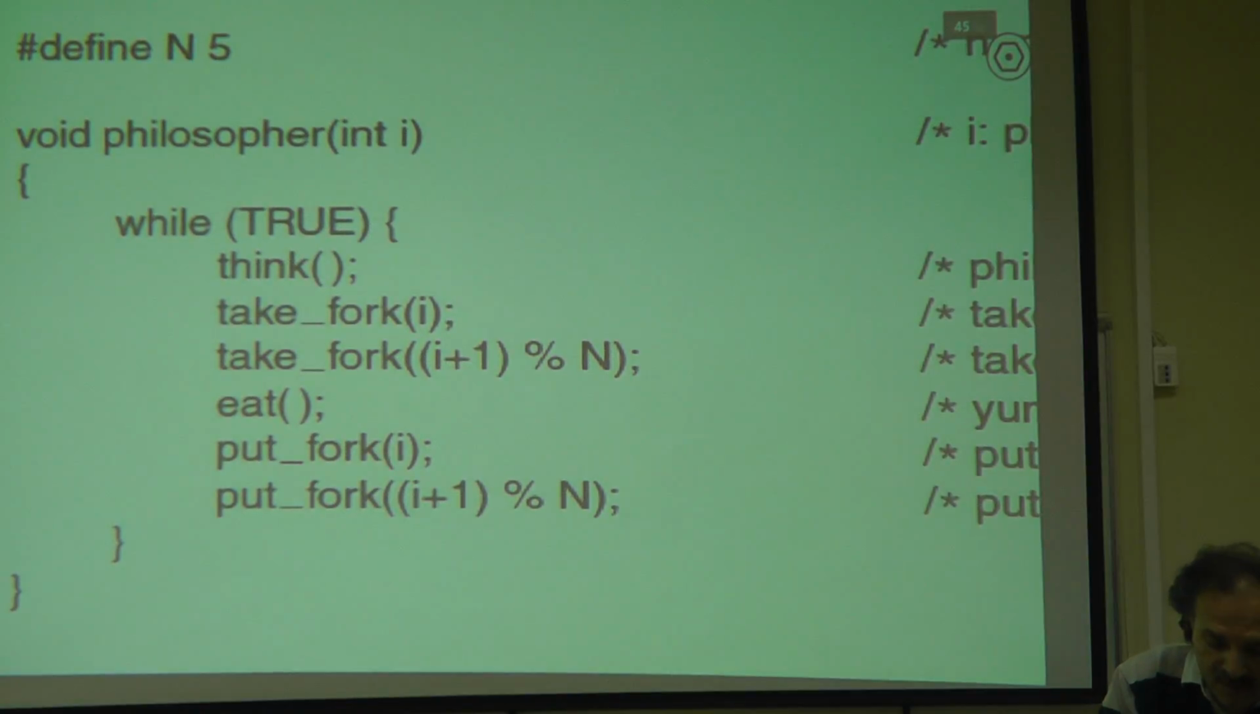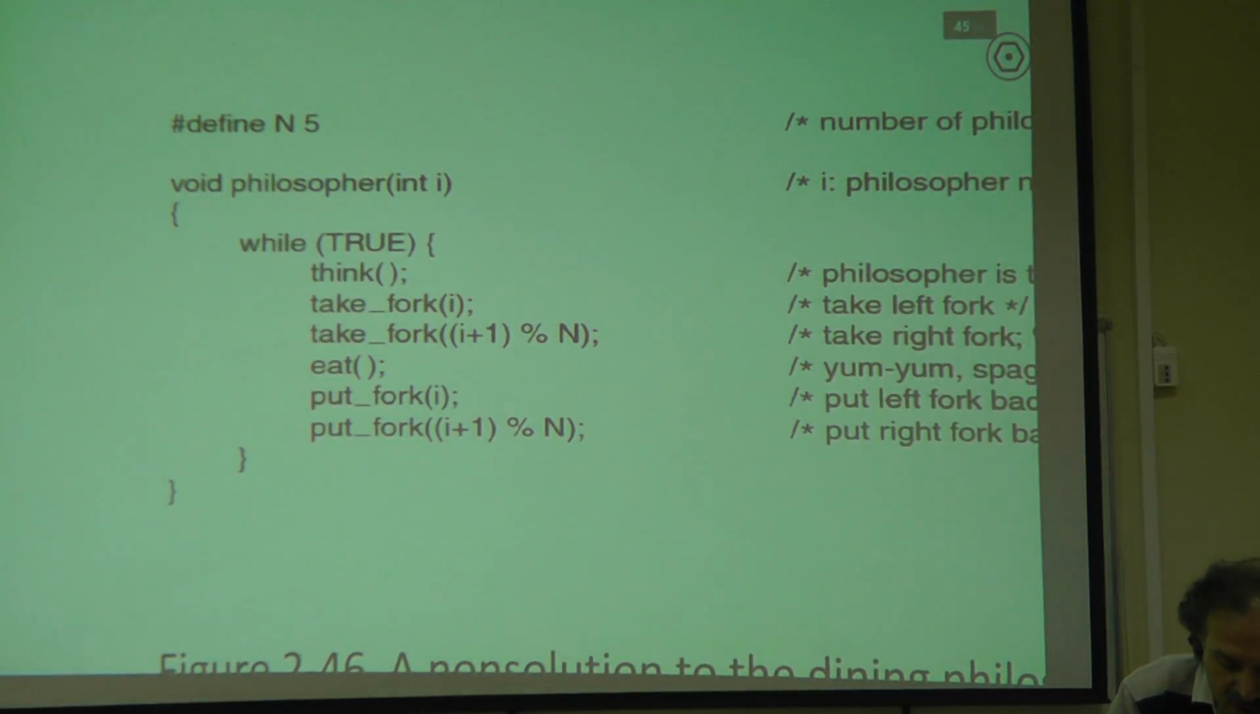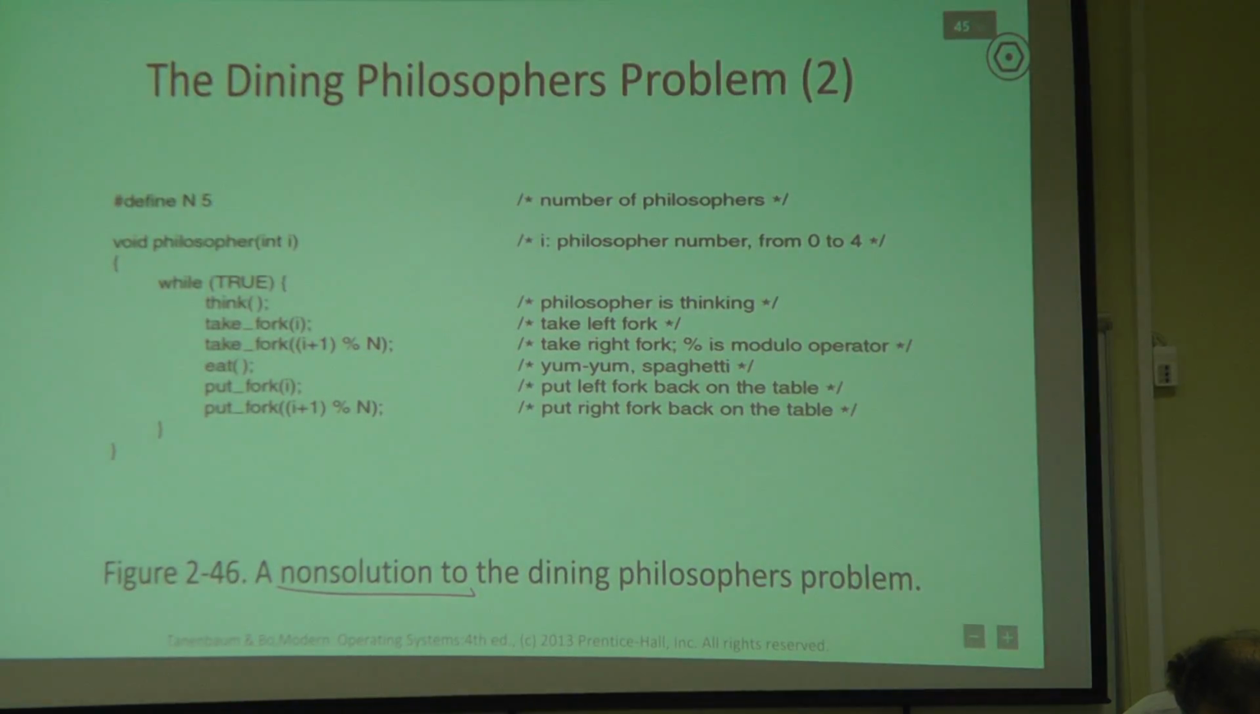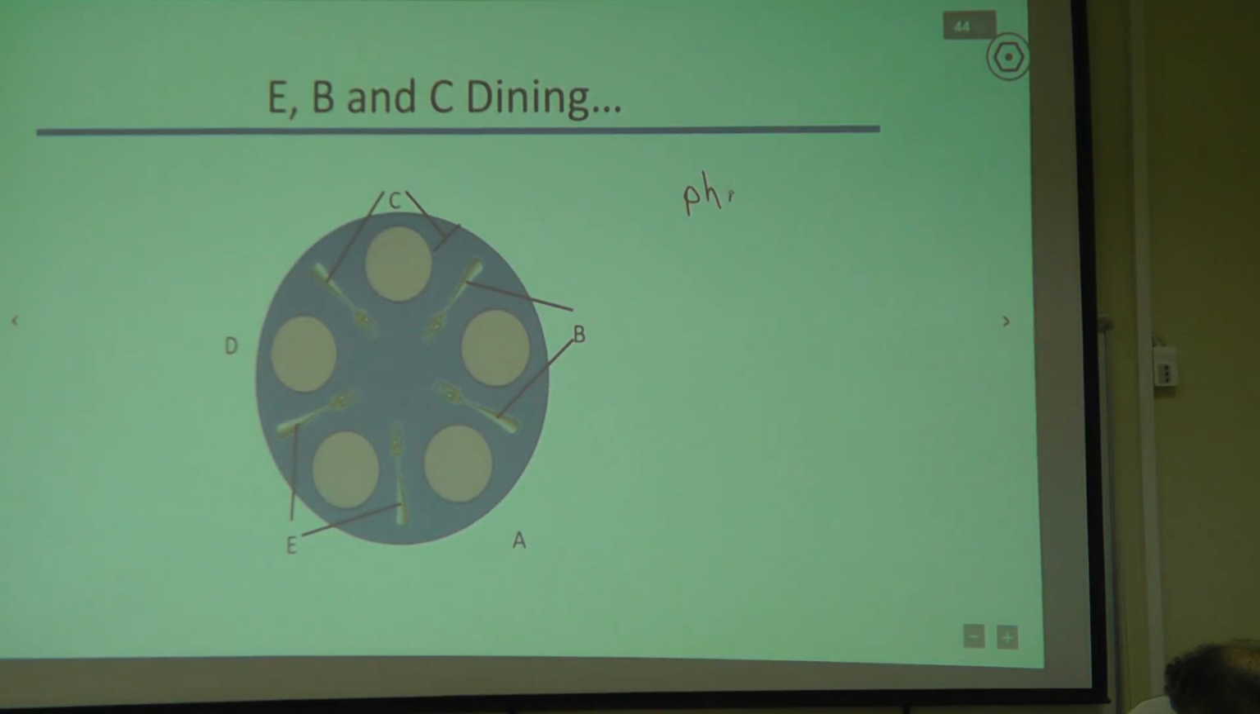This is not a solution because, let's say, philosophers A and B started thinking together, and they immediately wanted to take their forks. One of them took this fork, let's say B and C. When philosopher B starts running, it takes this fork first, and then C is running. C takes this fork, right?